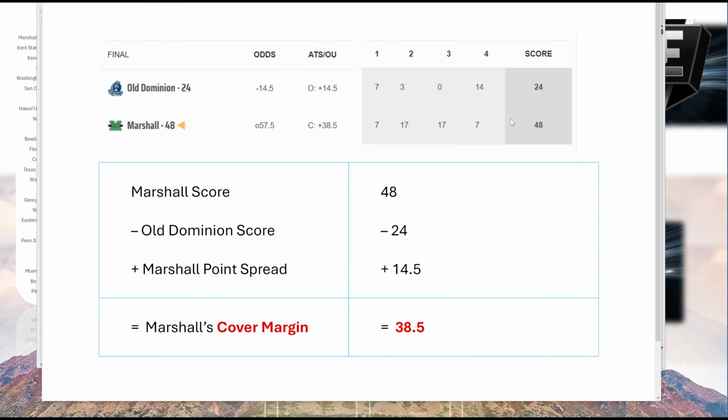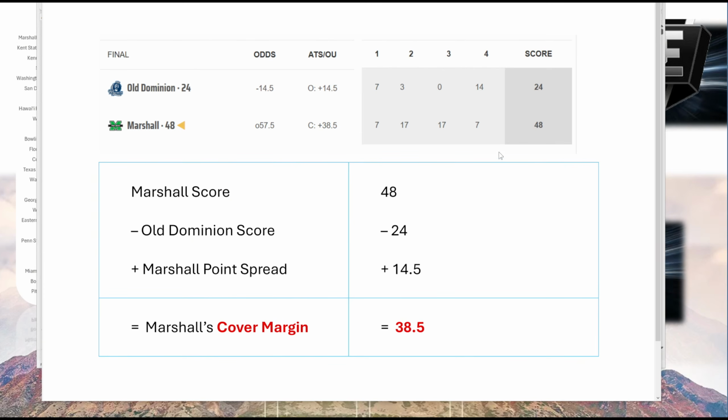And this formula works in all situations, okay? So first of all, you want to pick the team that you're analyzing. We're going to pick Marshall. So you take Marshall's score, subtract Old Dominion's score, the other team's score, then you add Marshall's point spread. This is the formula. You just put in the numbers whether they're negative or positive.